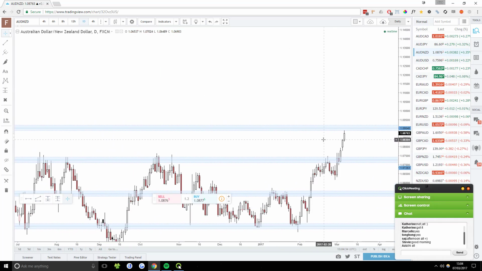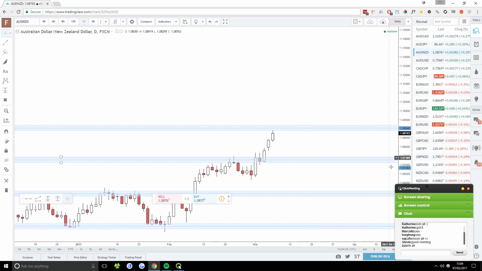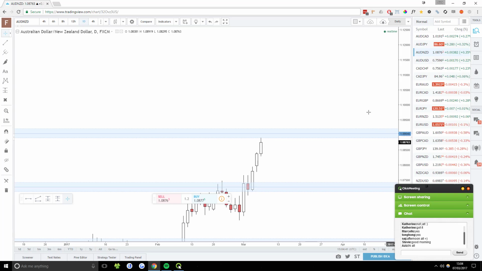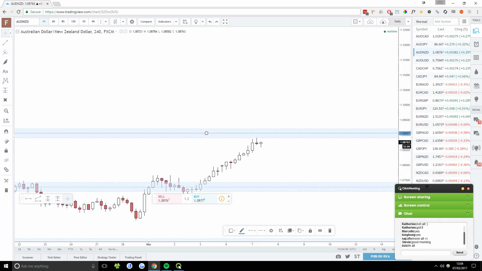And we can see that price is approaching that pretty quickly right now. I mean, it's in fact bouncing away from our resistance area, sort of. I mean, it's just touched it, and it's stalling a little bit.